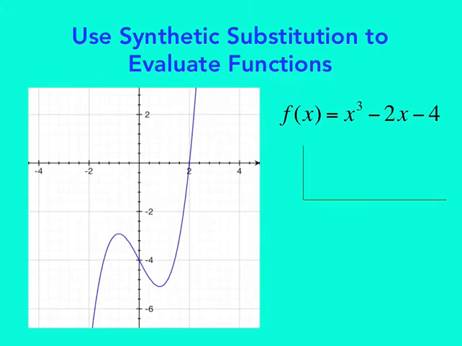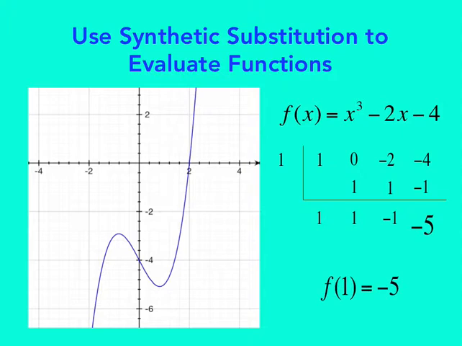I can also try to evaluate the same function for positive 1, where x is positive 1. So I'll go ahead and set up my synthetic substitution with a positive 1 outside. When I start to go through the algorithm, I find that the function evaluated at x equals positive 1 is equal to negative 5. So we can write that as f of 1 is equal to negative 5, and we can plot that point on the curve. It would be right about there.